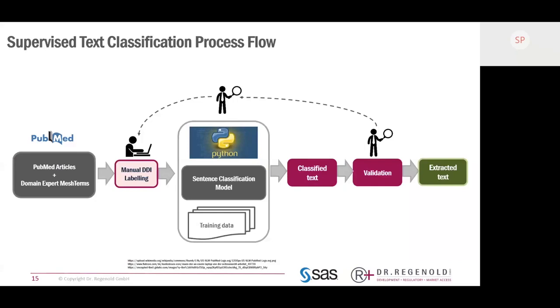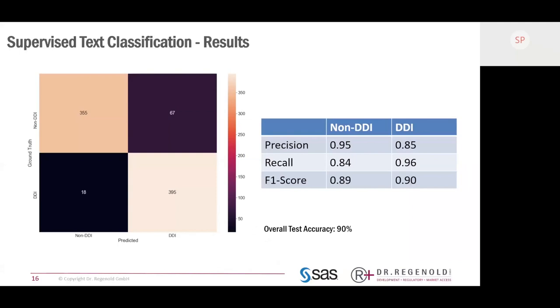Next slide, please. The results we obtained: the overall test accuracy was about 90%, and the F1 score of non-DDI was 0.89, and DDI statements was 0.90.